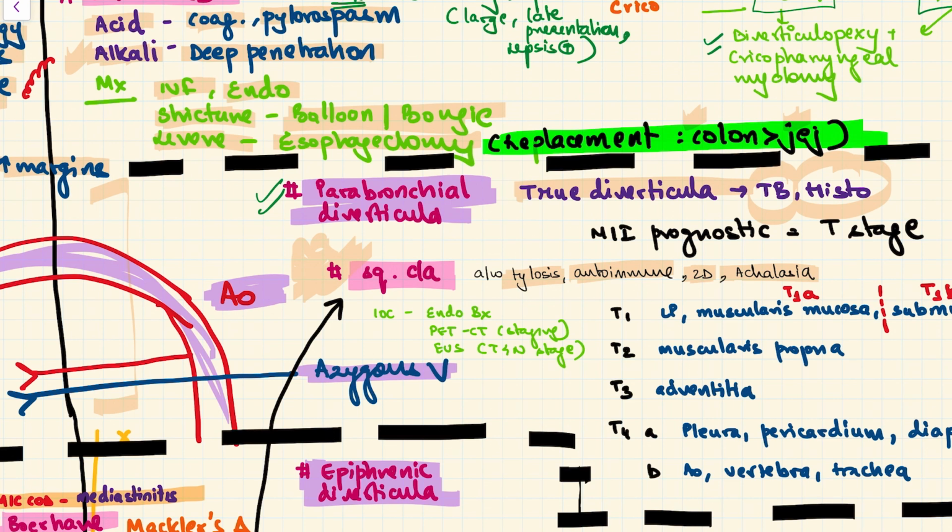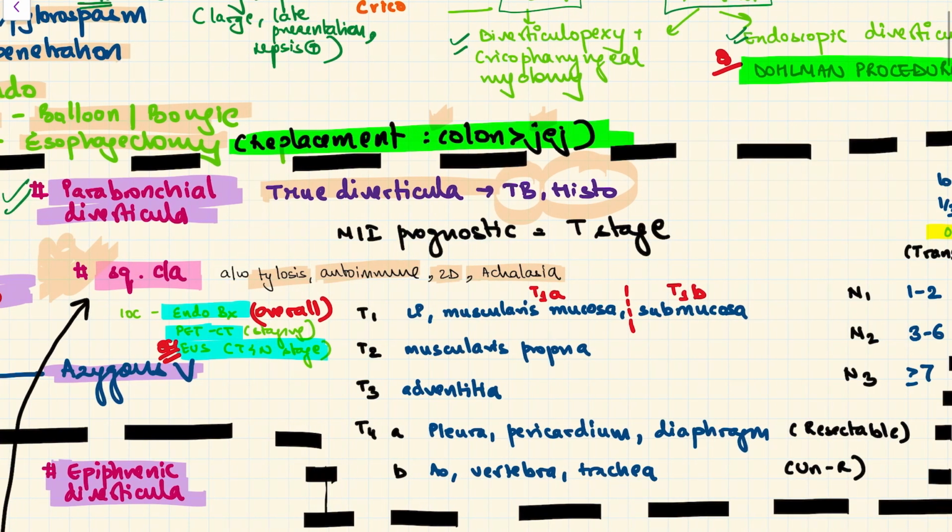How do we manage it? First, the investigation of choice is endoscopic biopsy, right? And PET CT is the investigation of choice for staging. But if the question says T stage or depth of the cancer, or N stage, that is involvement of the nodes, then the answer will change to endoscopic ultrasound, right? This is for staging. Overall, if nothing is being mentioned, then the answer will be endoscopic biopsy, right?